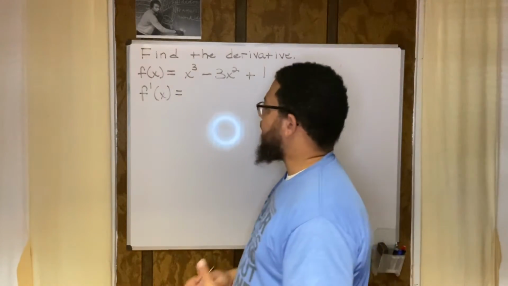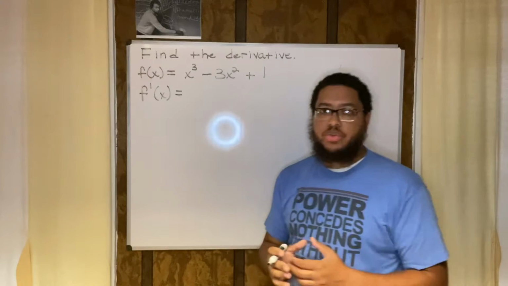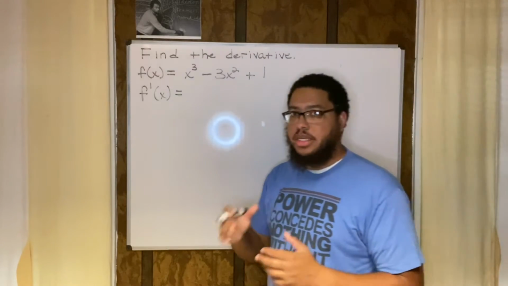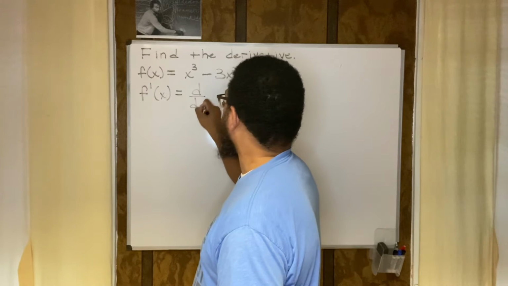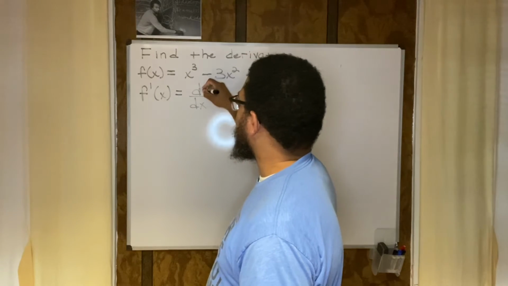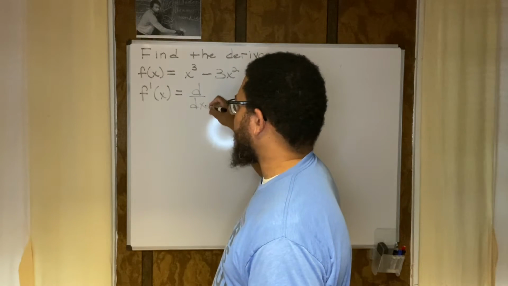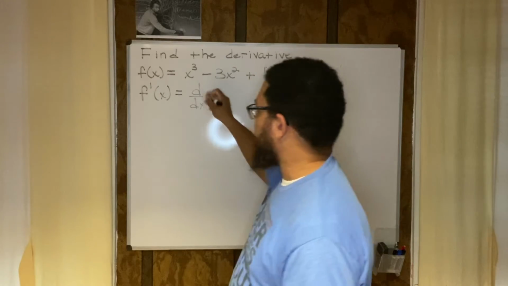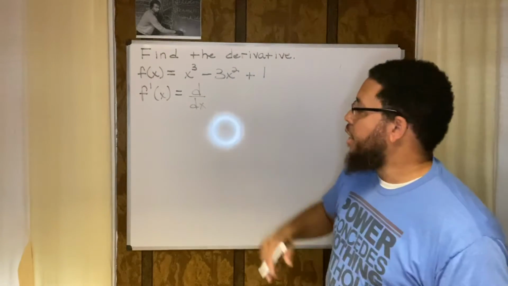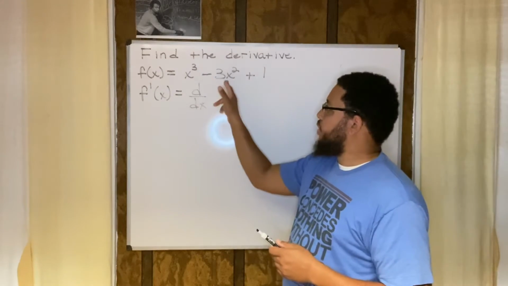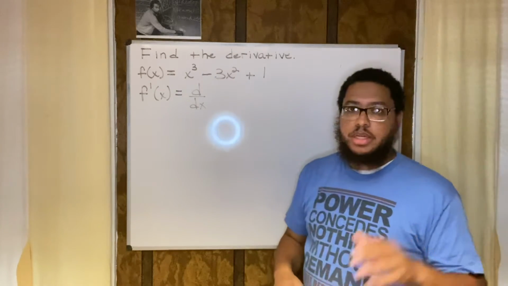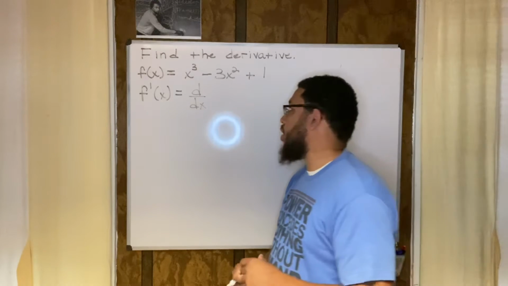So what that's equal to is there's another symbol that we use, which is d/dx. The d/dx is written like this. The derivative with respect to x is what this symbol means. And what we're actually going to do is take the derivative of each of these three terms.